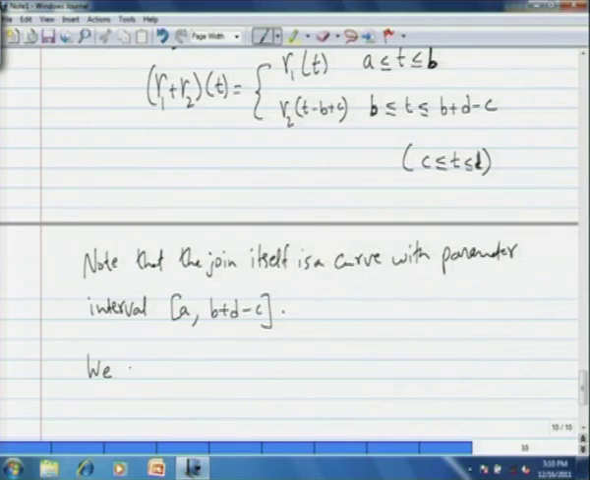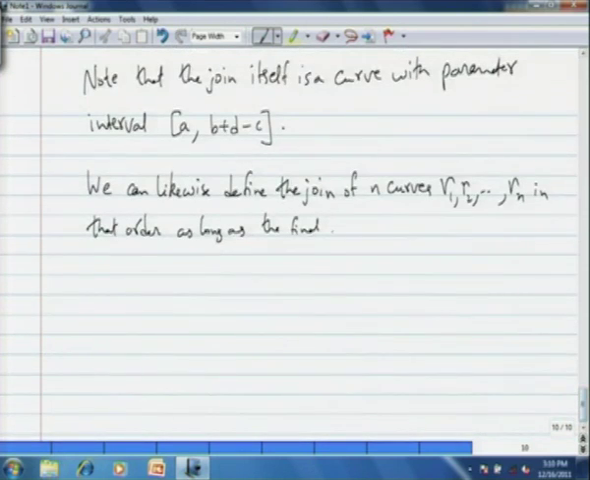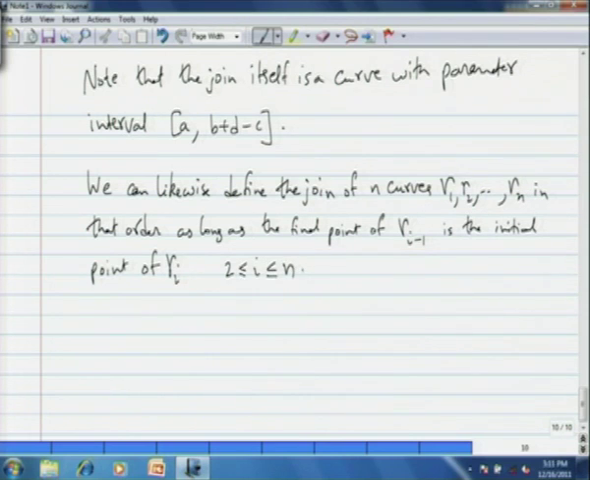So, we can likewise define the join of n curves gamma 1, gamma 2, so on until gamma n, in that order, as long as the final point of gamma i minus 1 is the initial point of gamma i, here 2 less than or equal to i less than or equal to n.